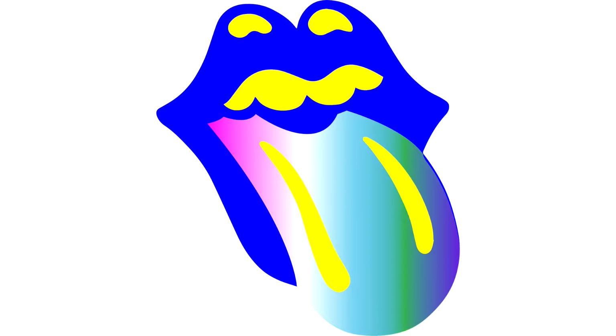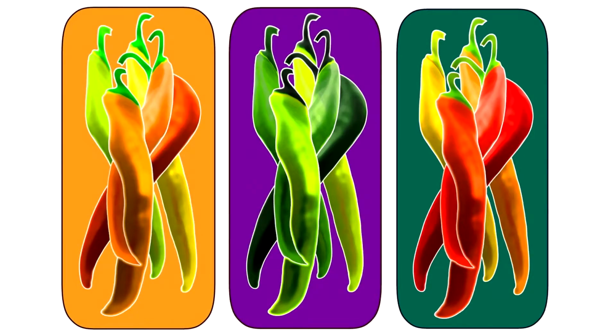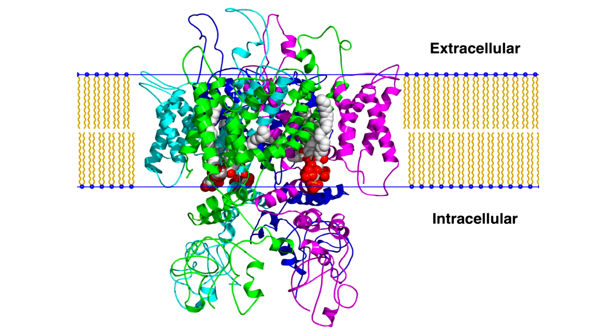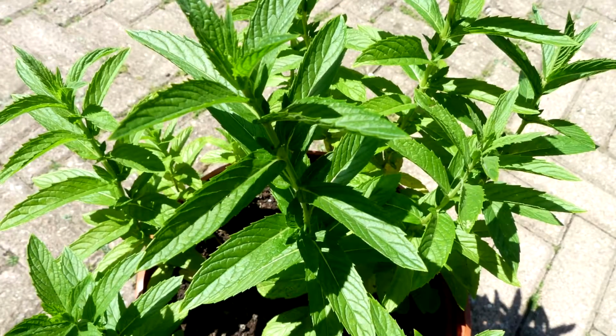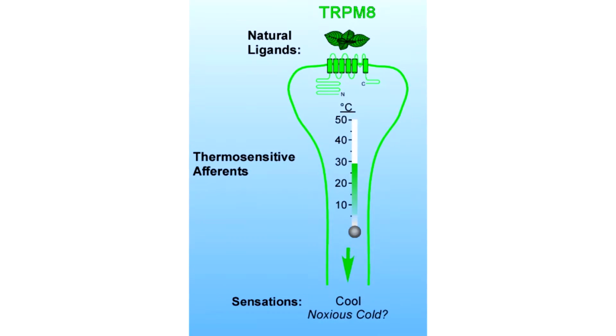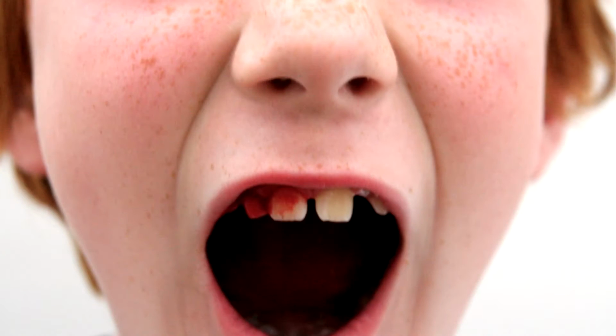Besides the 5 basic modalities, some additional ones are heat, or pepper, through the transient receptor potential cation channel subfamily V, member 1, abbreviated TRPV1, and is also known as the capsaicin receptor and the vanilloid receptor. Cold, or menthol, via the transient receptor potential cation channel subfamily M, member 8, abbreviated TRPM8.